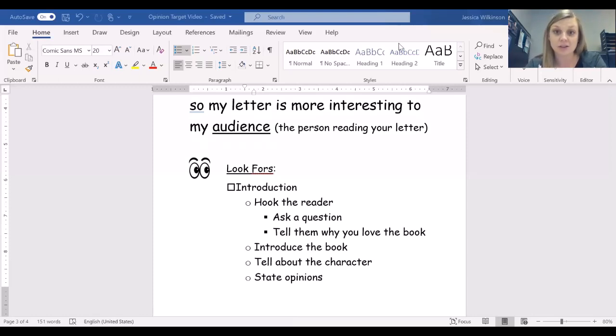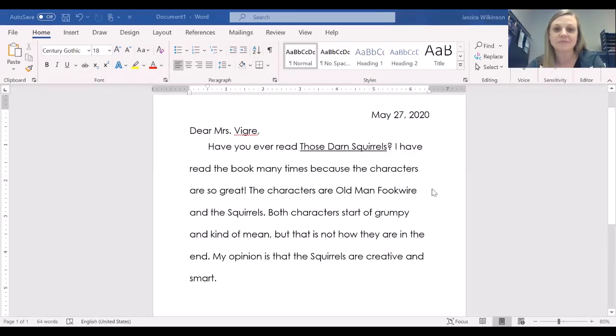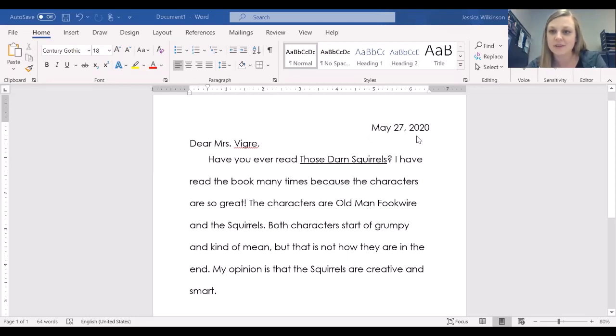So I have written my introduction for you. And in my introduction, I thought about my audience and somebody that hasn't read Those Darn Squirrels. And I was thinking, well, I can't write to you. I can't write to Mrs. Granger or Mrs. Moss because they've read the books too. And the person that I came up with to write my letter today was actually Mrs. Vickery. I don't think she's read Those Darn Squirrels, but I think she would be interested in it. So let's take a look at what I've written so far. I have our date, May 27th, 2020. Dear Mrs. Vickery, have you ever read Those Darn Squirrels?